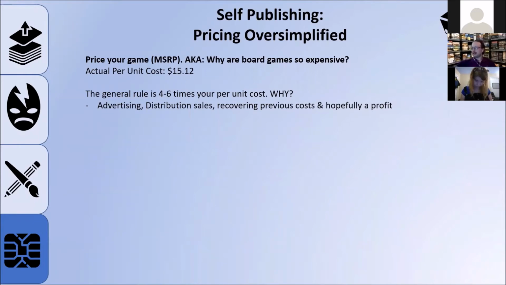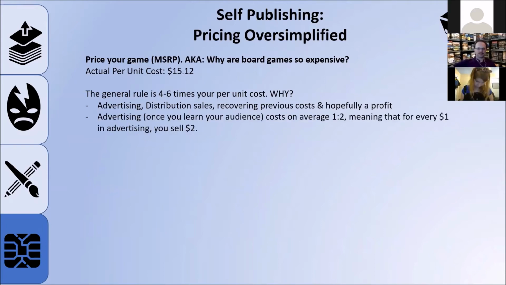So the last thing, of course, with the pricing that you're going to try and set up is that eventually you're going to want to try and get a profit off this. Eventually. Don't expect that for a while, though. So the first thing, advertising. It's going to take you time to learn your audience, and that's going to take money to learn it in the first place. But once you learn your audience, on average, so this is the average cost for marketing, is 1 to 2, which means that for every $1 in advertising spend, you make $2 back.